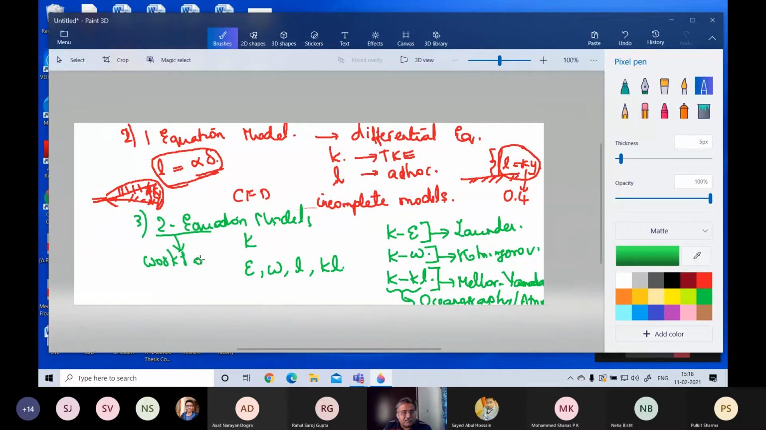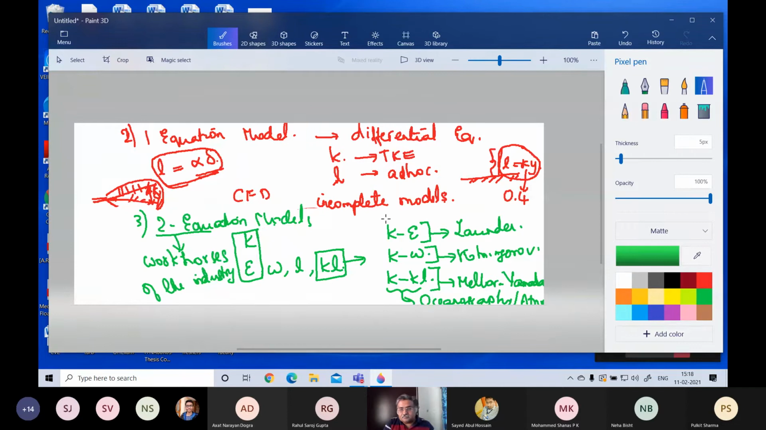It is just mentioned like the workhorses of the industry. The industry is very much interested in these two equation models, mainly the K epsilon model. This is the one that has enjoyed the highest degree of popularity. The KKL model is used mainly in oceanography and atmospheric sciences. So these were the two equation models.